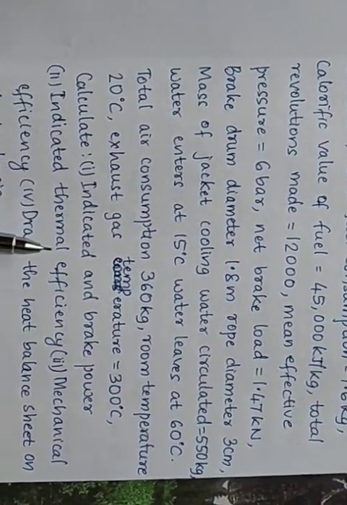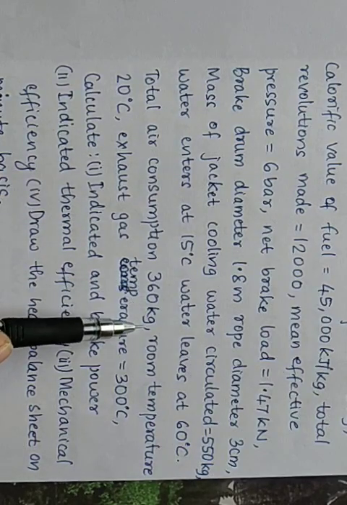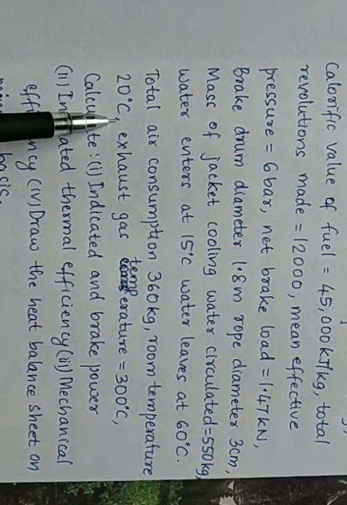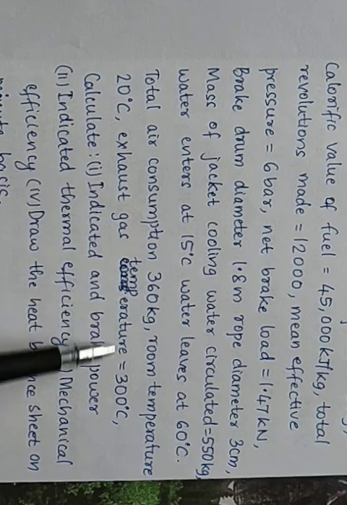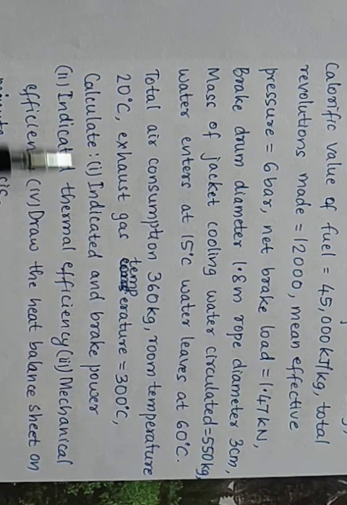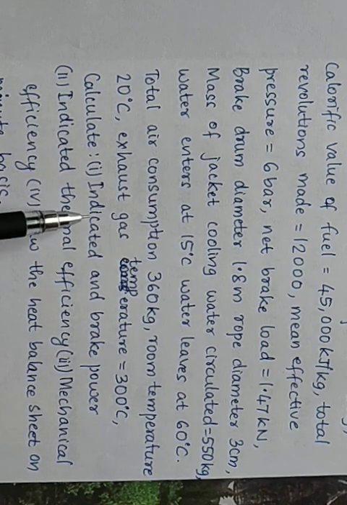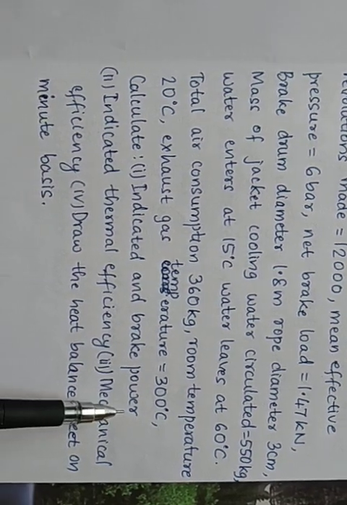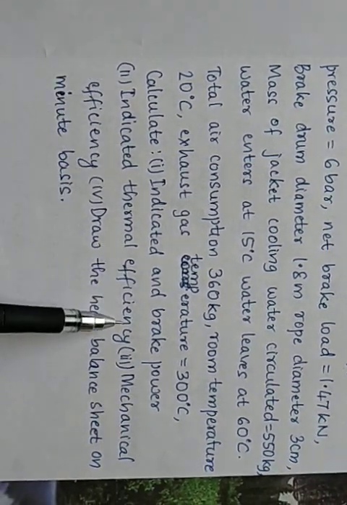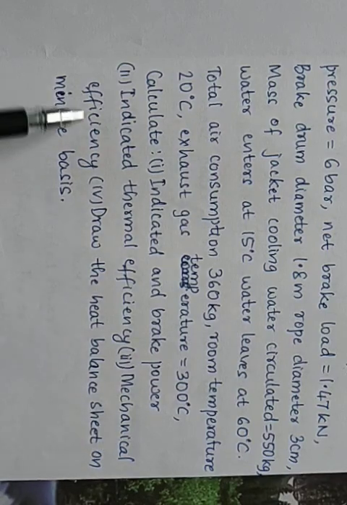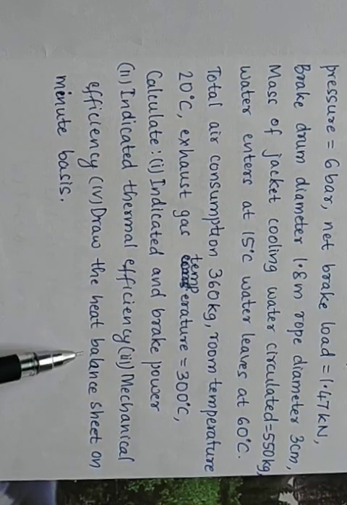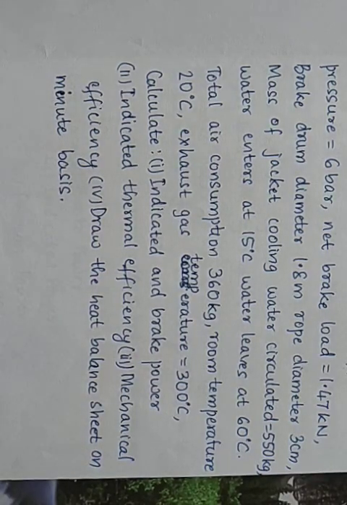total air consumption 360 kg, room temperature 20 degrees centigrade, exhaust gas temperature 300 degrees centigrade, calculate indicated and brake power, second indicated thermal efficiency, third one mechanical efficiency, and fourth one draw the heat balance sheet on minute basis.